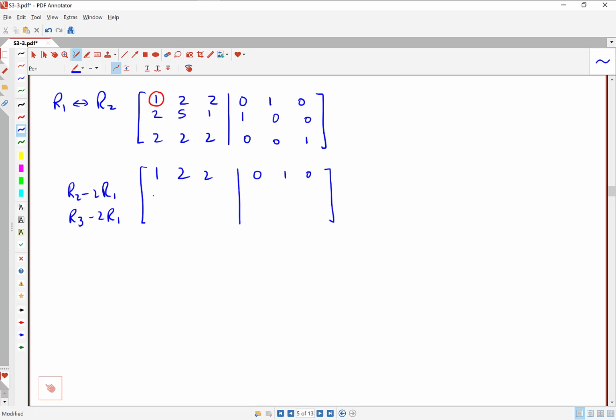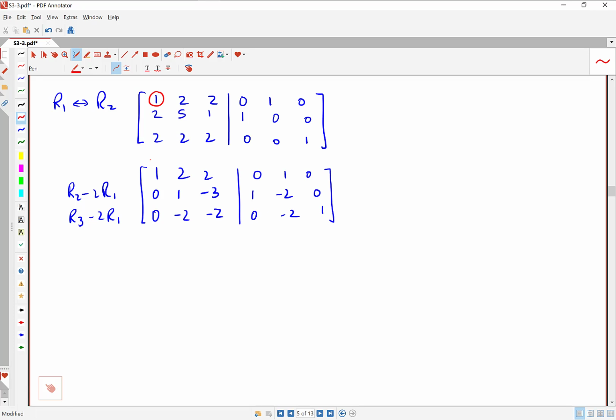So this will look like 0, 1, negative 3, and then on the right side, continuing to do row 2 minus 2 row 1, 1, negative 2, 0. So if we do a similar kind of thing for the bottom row, it's going to look like 0, negative 2, negative 2, and then on the right side, 0, negative 2, 1.